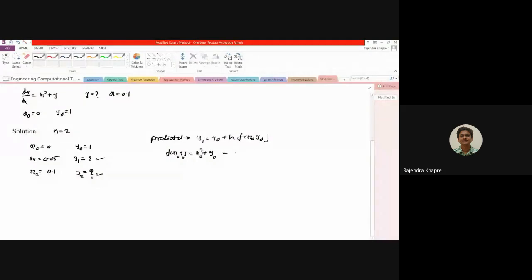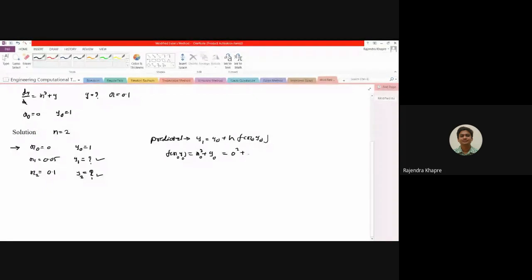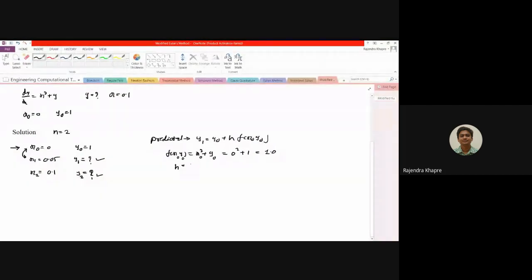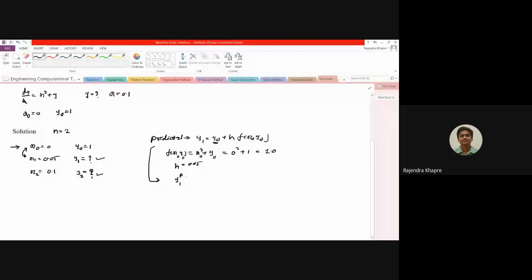So at x0, if you see this particular row, this is 0 square plus 1, so this is going to give me only 1.0. As far as h is concerned, h is basically the distance between two consecutive values of x. So your h value here is 0.05, and y0 is already known to us, it is 1. So the predicted value of y1 is 1 plus 0.05 times 1, which gives me 1.05. Okay, so this is the predicted value, right?